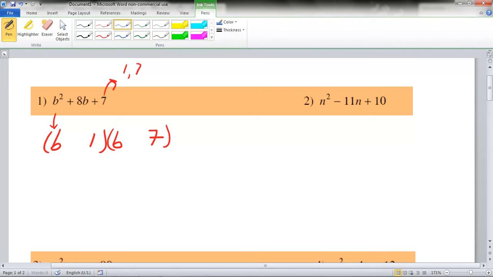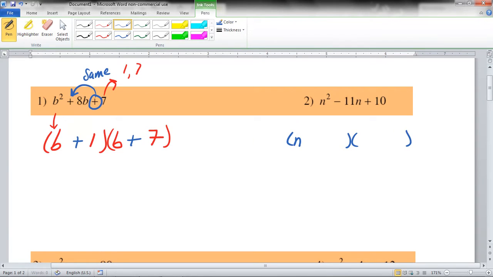Well, that's easy enough. This one says the signs are the same, and both of them are going to be positive, like this. And we're done. So this will factor up to this. Okay, let's do this one.